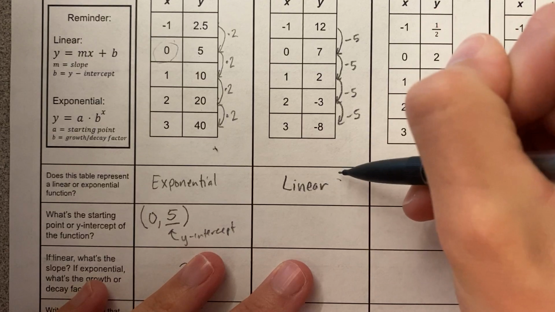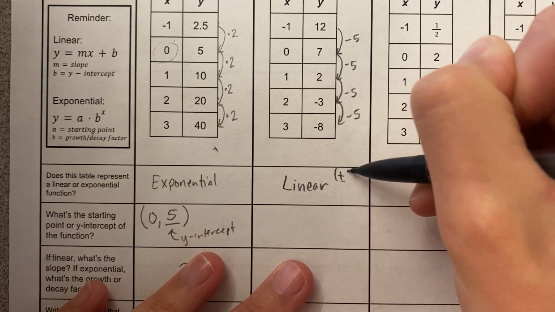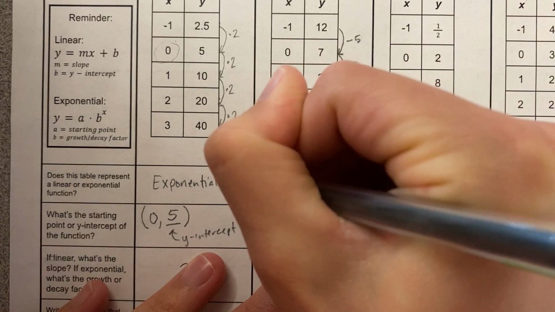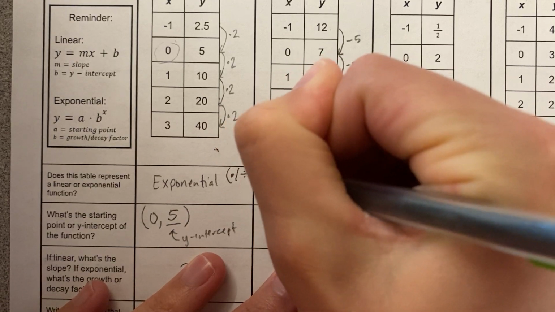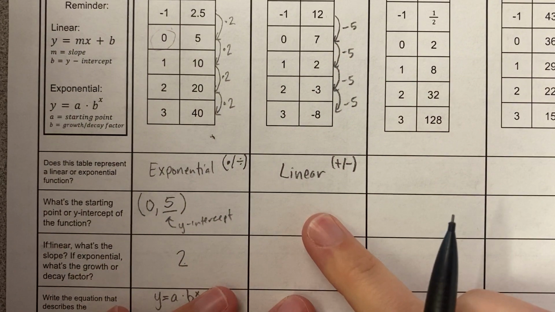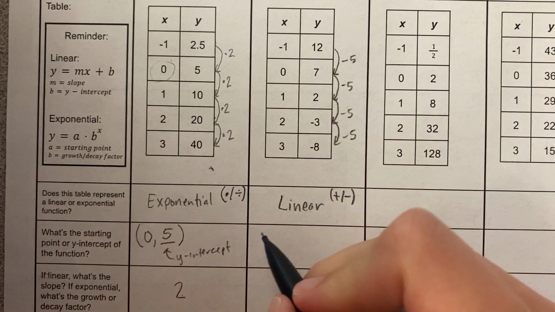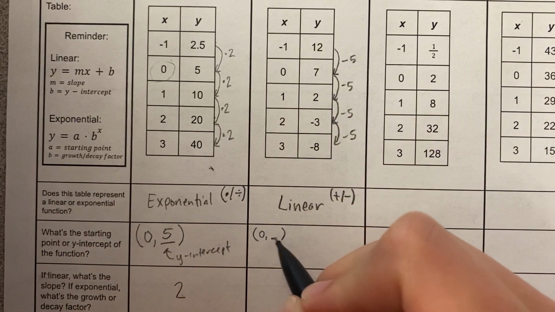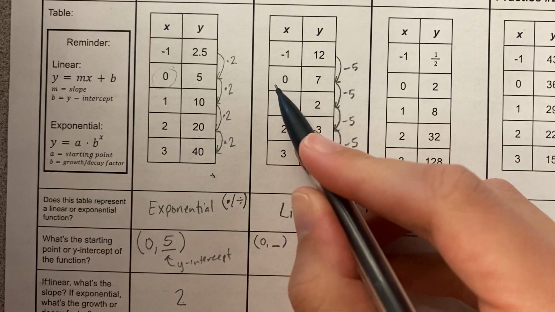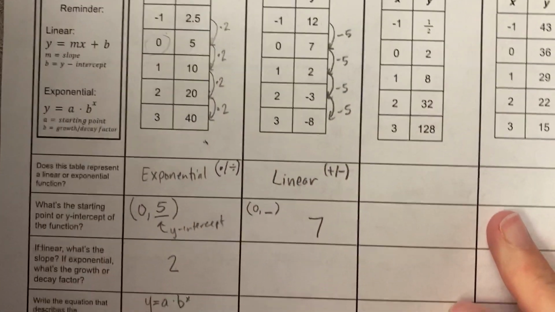Adding and subtracting is linear, remember this? Any sort of adding or subtracting is linear, and the exponential is where we see the multiplying or dividing. Okay, what's the starting point? Remember what I'm looking for, right? I'm looking for when x is 0, what's y? Okay, so in this case, when x is 0, y is 7.